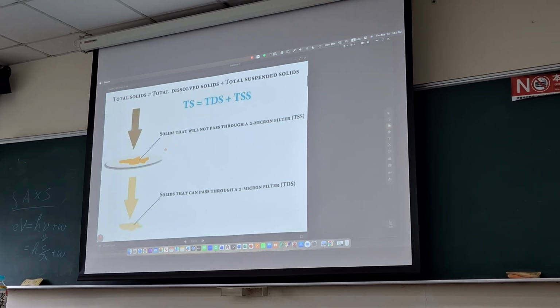Okay, next, I would like to explain the total solid. The total solid stands for the total amount of solid materials in a sample. Understand? But we simply call it total solid and abbreviate it as TS.